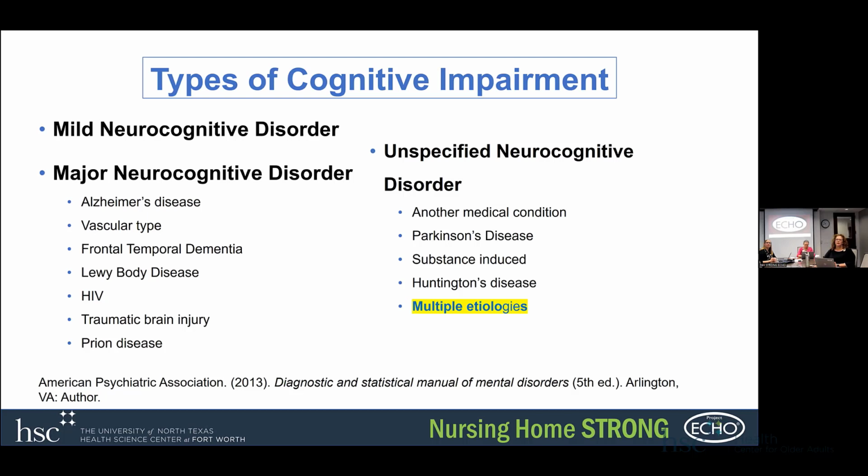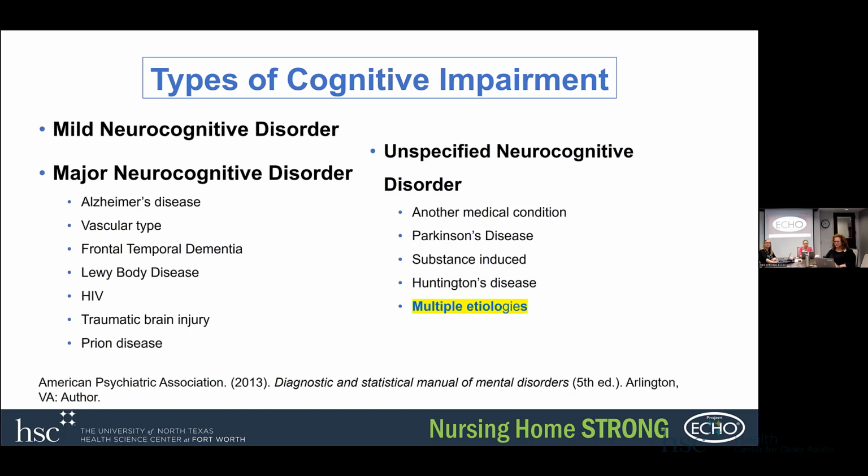alcohol or Huntington's disease. So there's a lot more under those categories, but we do try to determine as best we can what might be causing the symptoms, because the way the diseases progress might be different, and some of the treatments might be a little bit different.